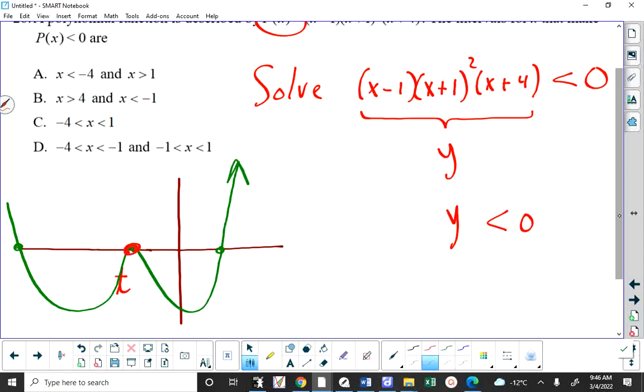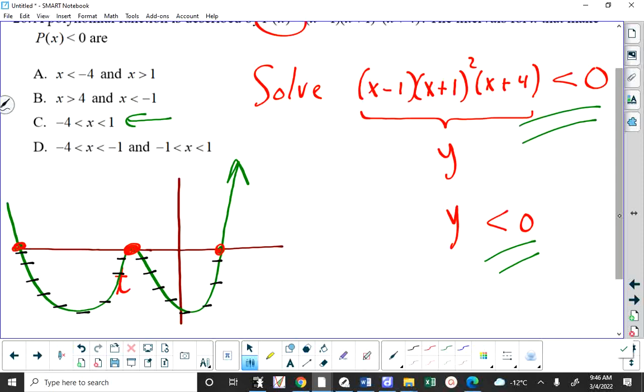And this is an x-intercept, this is an x-intercept, this is an x-intercept. So a common answer that people will choose here is this. They will say, well, I want to find out where y is negative, right? Where this thing is negative. And they say, well, it's negative here. Looking at this graph, it's negative everywhere from negative 4 to 1. But that's not correct, is it?